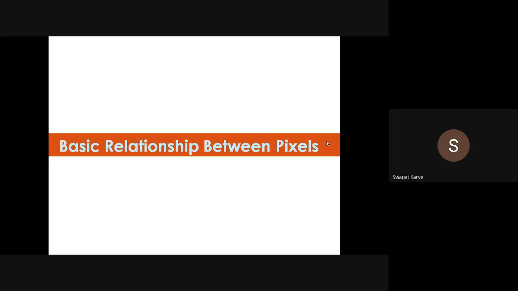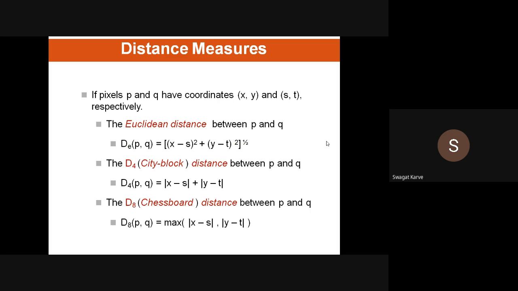images. Now we will discuss the basic relationship between pixels. This part also we have already discussed. You have Euclidean distance, you have city block distance, that means D4, between any two pixels, its 4 neighborhood pixels, right? You have one center pixel and its 4 neighborhood pixels.